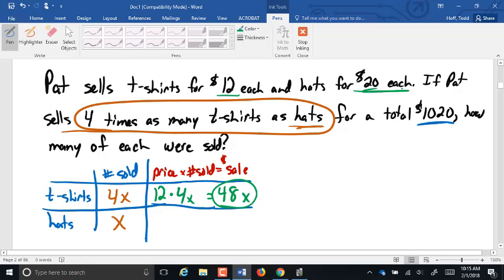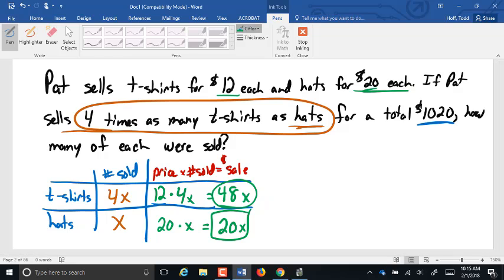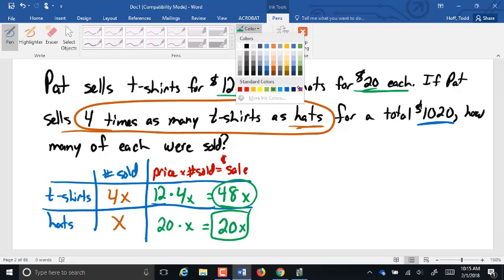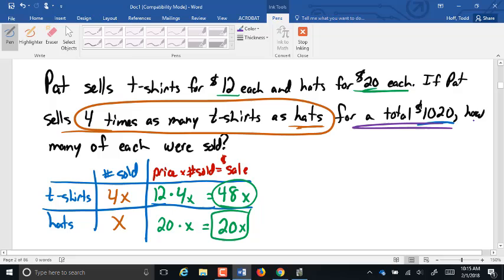For hats, the price is $20 each. There were X of them sold. 20 times X, of course, is 20X. That's our dollar amount from hats. We know that the total is 1,020. Total means we're adding them up. The dollar amount from t-shirts, which is 48X, plus our dollar amount from hats, which is 20X, has to add up to 1,020.